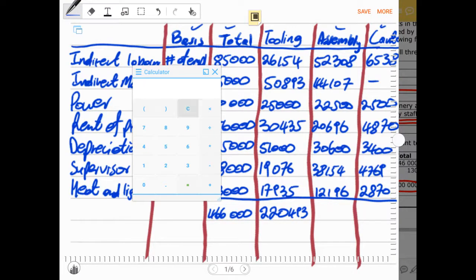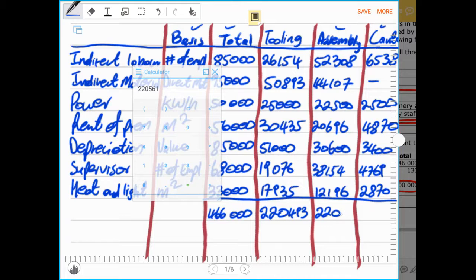220,493. The second one is 52,308 plus 44,107 plus 22,500 plus 20,696 plus 30,600 plus 38,154 plus 12,196, which is 22,561. Although there's the rounding off.